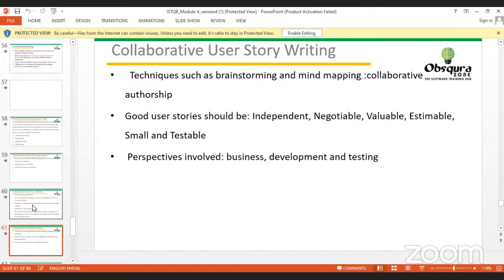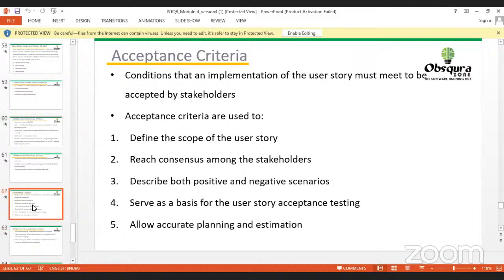Estimable means that within a particular time you can complete it. When you are writing complex user stories, the time and effort required to complete that user story will also be more. So you have to make sure the user story is estimable, small and easy to test. The perspective involves business, development and testing. So all these people collaborate and communicate together in this collaborative testing approach. Okay. Now, next is acceptance criteria.